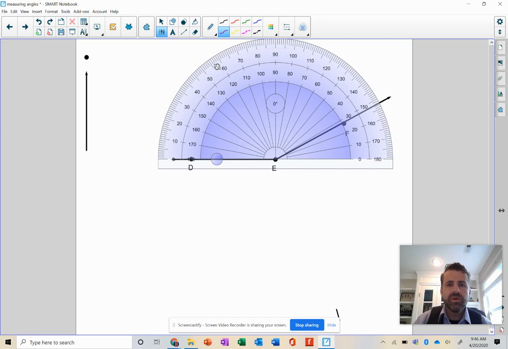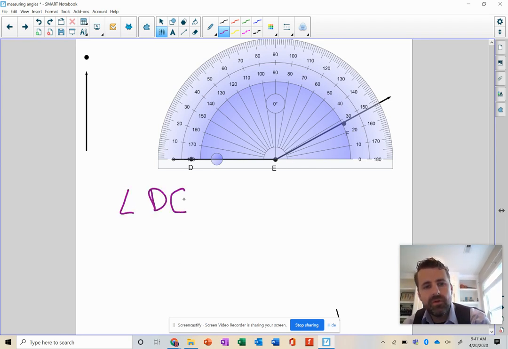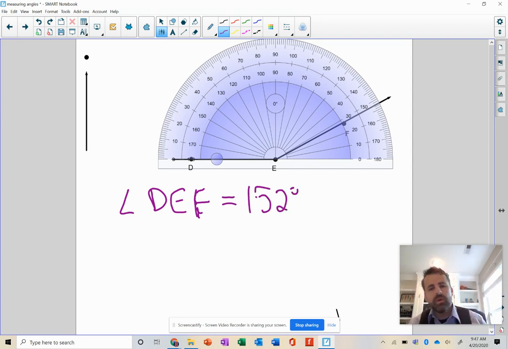And so we've got 10, 20, 30, 40, 50, 60, 70, 80, okay, all the way. Here's 150 is my closest 10. And then I count how many spots beyond that, 1, and it looks like 2. So I would say that angle DEF is equal to about 152 degrees. Okay. Sorry, my pen is not writing quite right, but you get the idea. All right. Let's do one more.